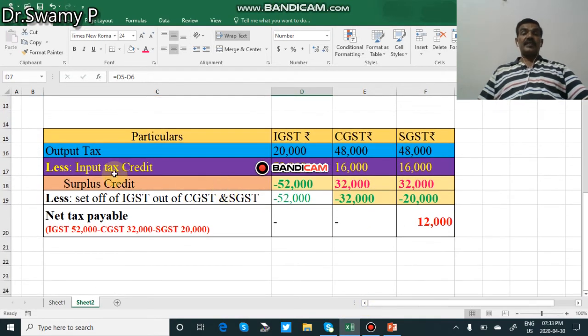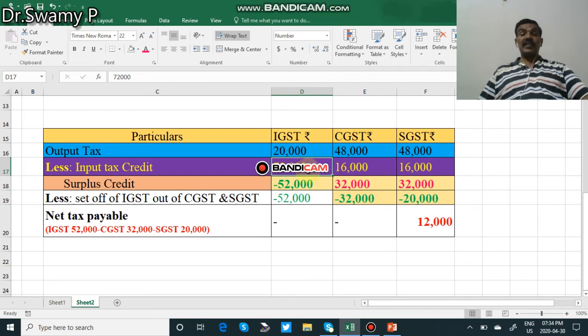This is the second case. The output tax means the tax collected. This dealer has collected 20,000 rupees IGST and 48,000 rupees CGST, 48,000 rupees SGST. These are the taxes collected when the sales were made. Out of that, the taxes paid by her for the goods purchased earlier will be deducted. That is the input tax.